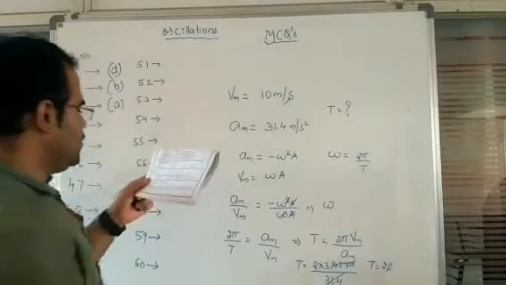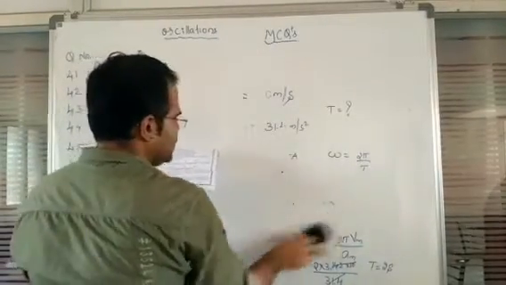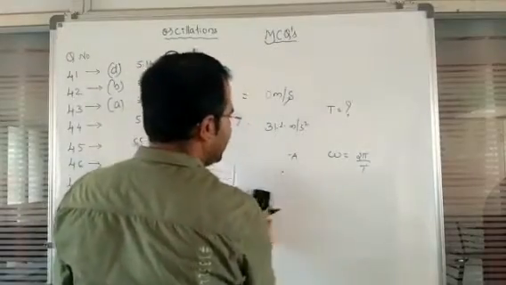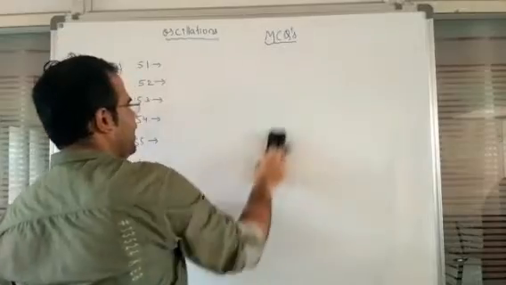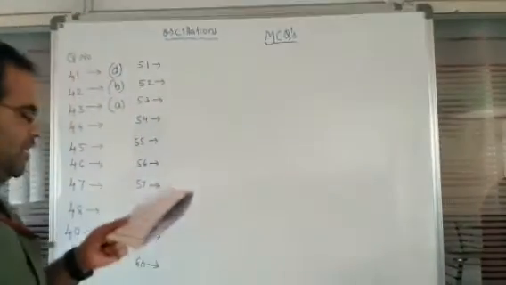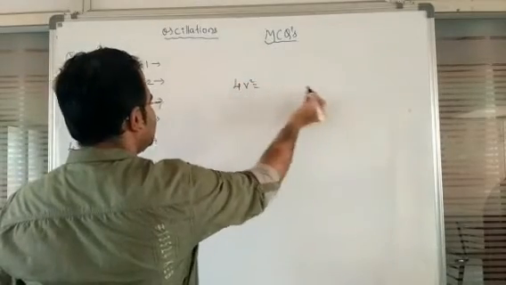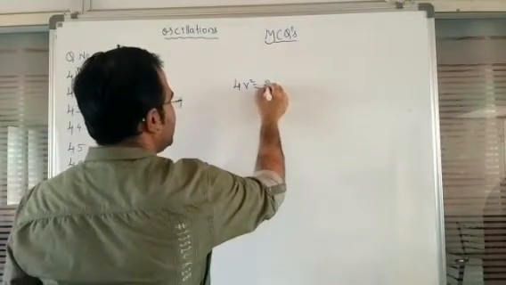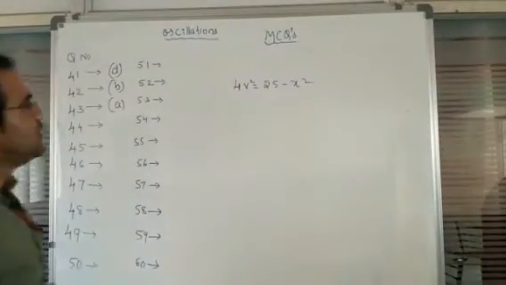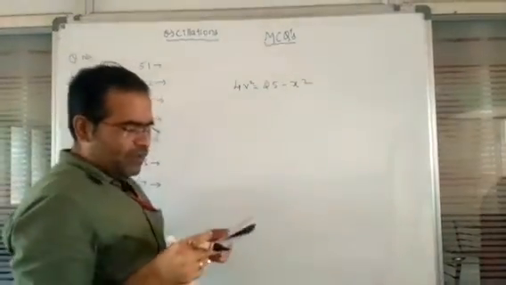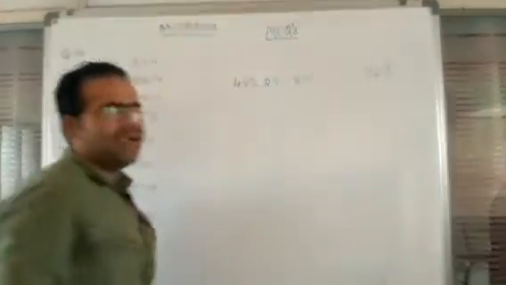Next, question number 44. If the displacement x and the velocity are given by a particular equation, that equation is 4v square equal to 25 minus x square. In this one, we need to identify the time period, so the T value we should identify.